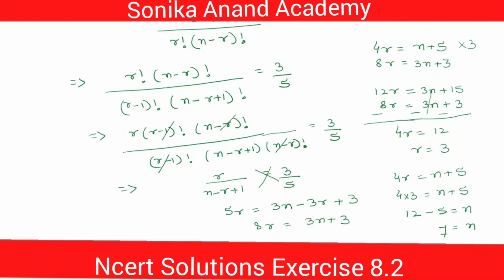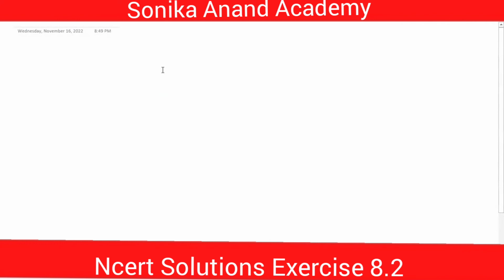Now the 11th question. Coefficient of xn is twice the coefficient of xn in this. Now there are two expansions and we have to compare the coefficient of both of the expansions. One we have to expand 1 plus x to the power 2n, and another we have to expand 1 plus x to the power 2n minus 1. This is question number 11. And we have to prove that coefficient of xn is twice the coefficient of xn in this.